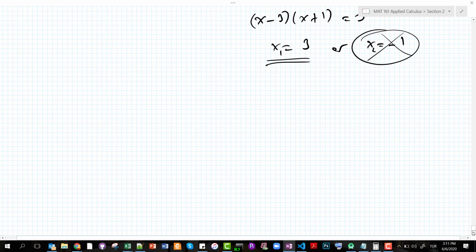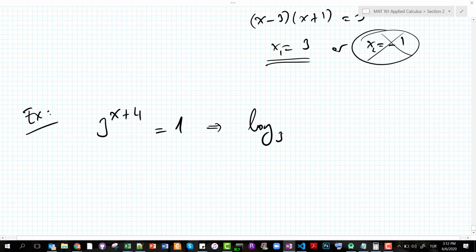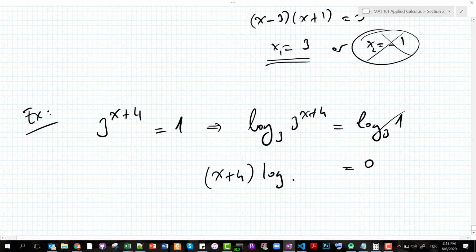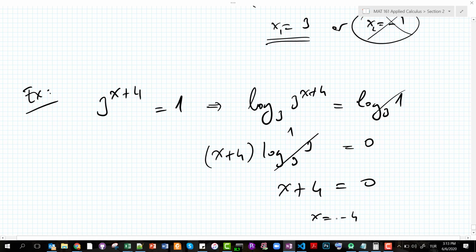Another example would be this one. 3 to the x plus 4 is equal to 1. So I'm going to take the logarithm from both sides with the base 3. Why am I doing this? It's going to help me solve in a simple way. As you see, the right-hand side is just going to be 0, but on the left-hand side, I can use the power rule to drop the x plus 4 to the front. So logarithm base 3 of 3 is going to be equal to 1. So x plus 4 should be equal to 0. If x plus 4 is equal to 0, x should be equal to negative 4.